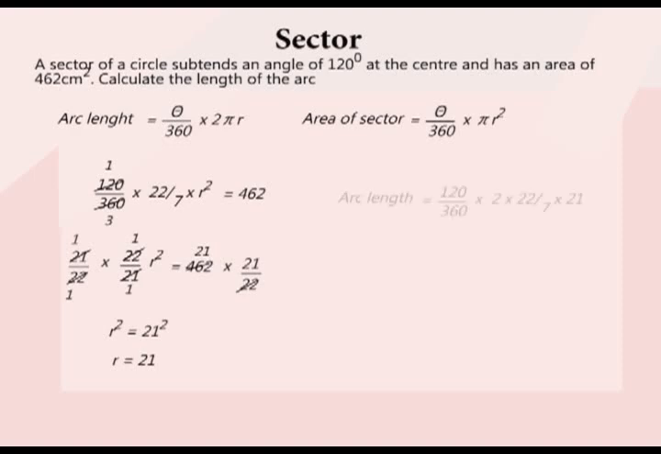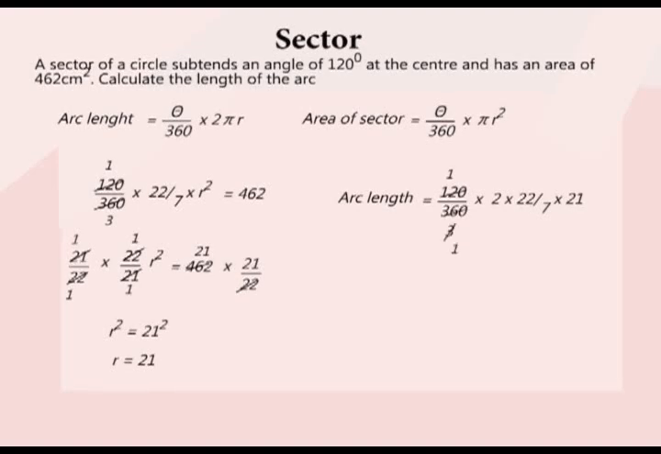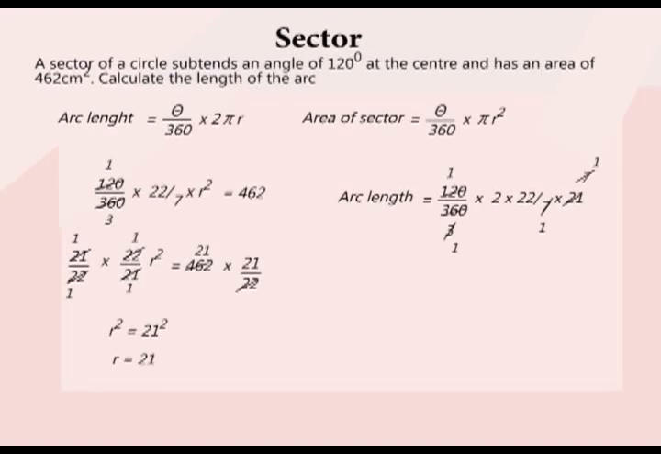Arc length is equal to 120 over 360 times 2 times 22 over 7 times 21. And that gives us 44 centimeters.